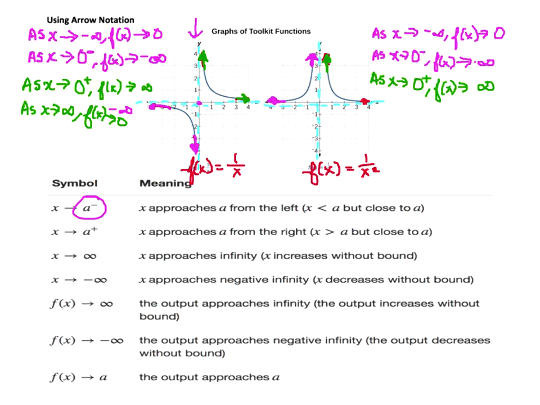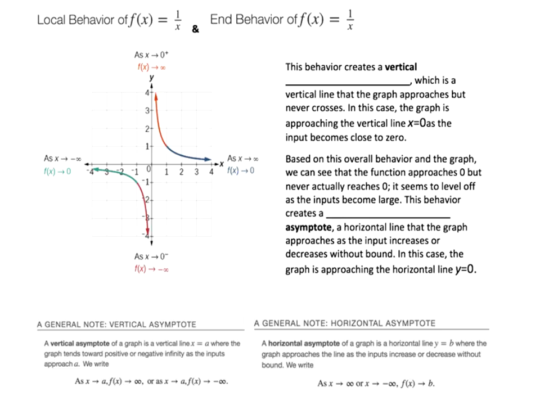All right, to the right of the origin, we've got this tail end right here. So as x approaches 0 from the positive side, f of x approaches positive infinity. And as x approaches positive infinity, f of x approaches 0. That is how you note tail end behavior using arrow notation.